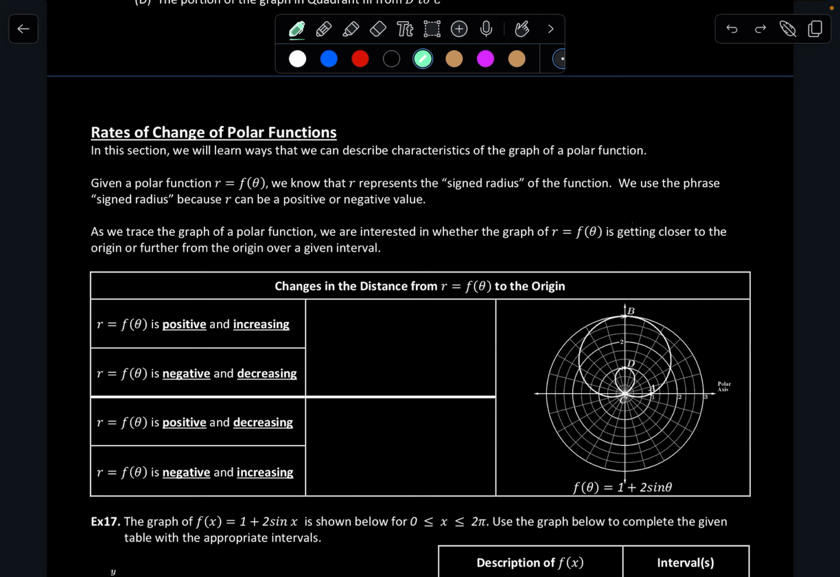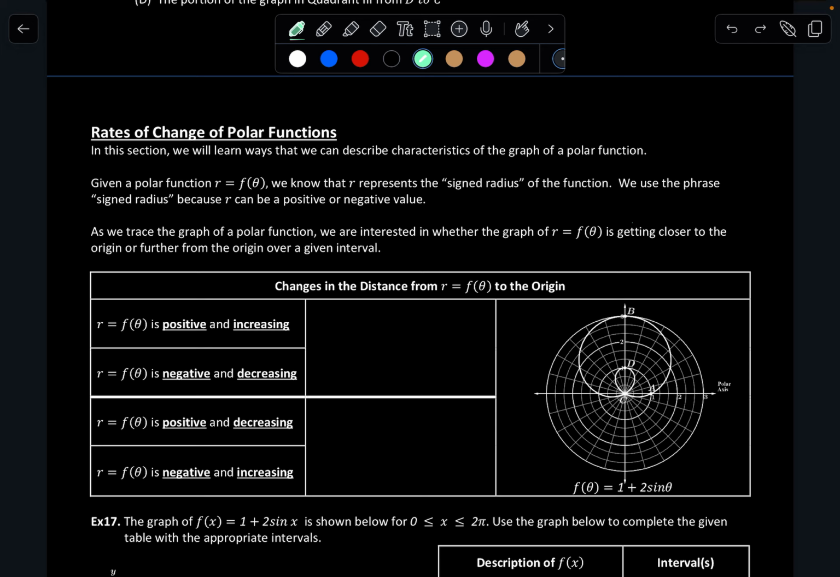Back in honors pre-calculus, we didn't talk about the rates of change of polar functions, but this is a way of us connecting rates of change with functions in rectangular form and how they share the same attributes, but as we switch to the polar coordinate, we have to recognize that there are different rules that we follow for these.